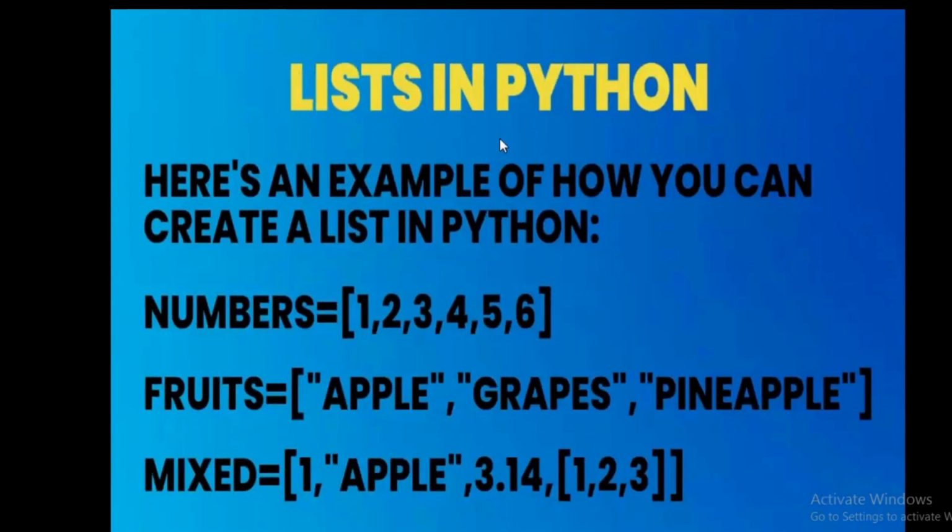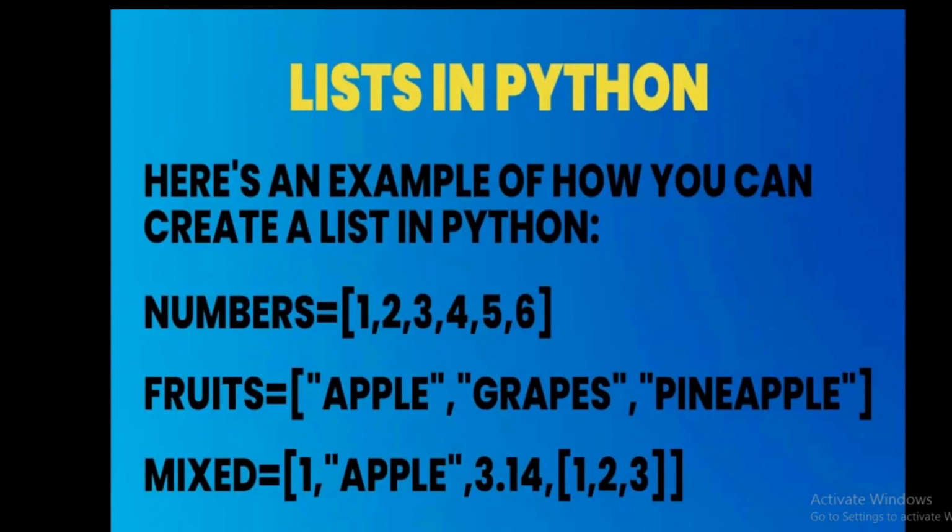Now here are a few examples of list. First is a list with numbers. This is a list which is of string elements. This is a list which is a mix of all different data types. That means this is a list where you can have a number, a string, a floating value, and the fourth element is a list itself.